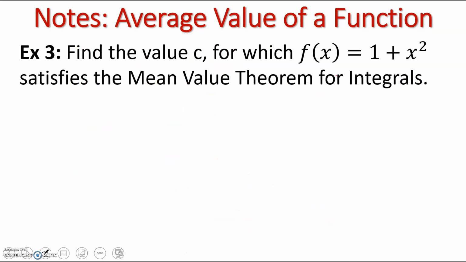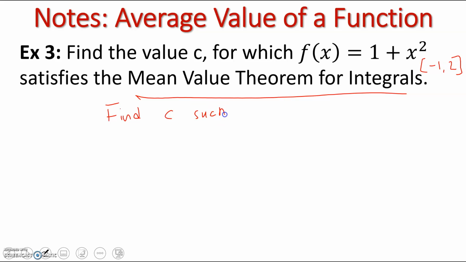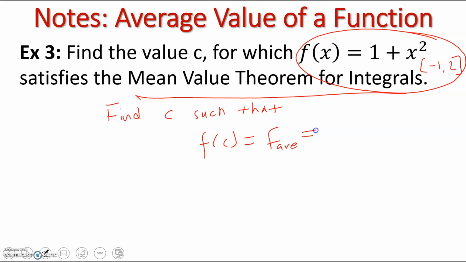So example 3 would like us to find a value c for which f of x equals 1 plus x squared satisfies that mean value theorem for integrals. And we're going to be on that same interval as on example 1, that negative 1 to 2. So they want us to find a c such that f of c is equal to our f average. Now, if we look back to example 1, our f average for this specific function was equal to 2.